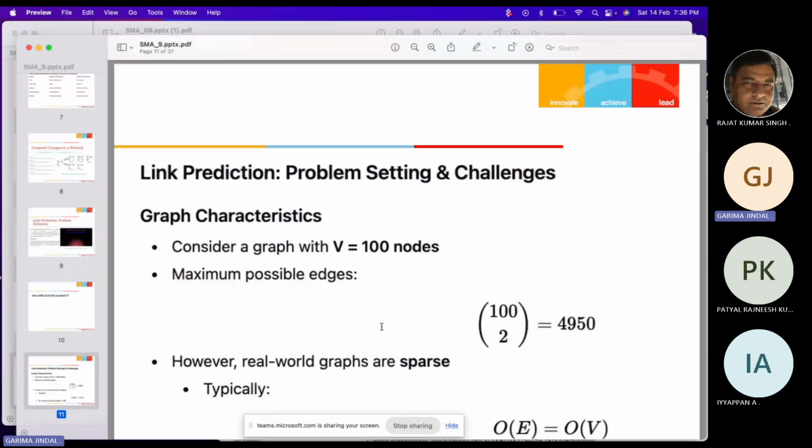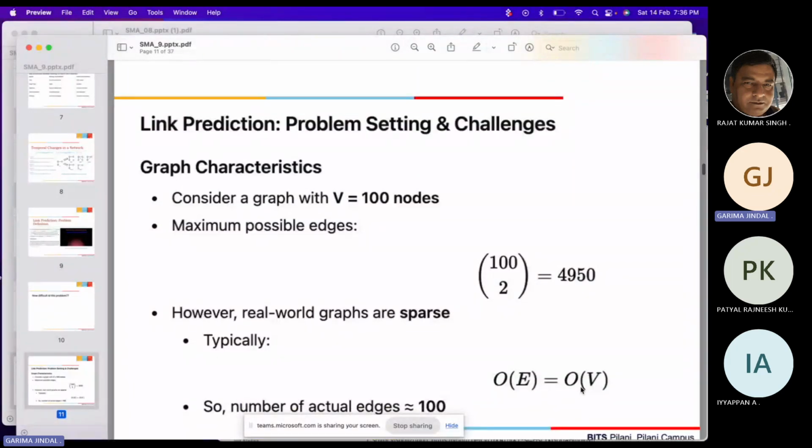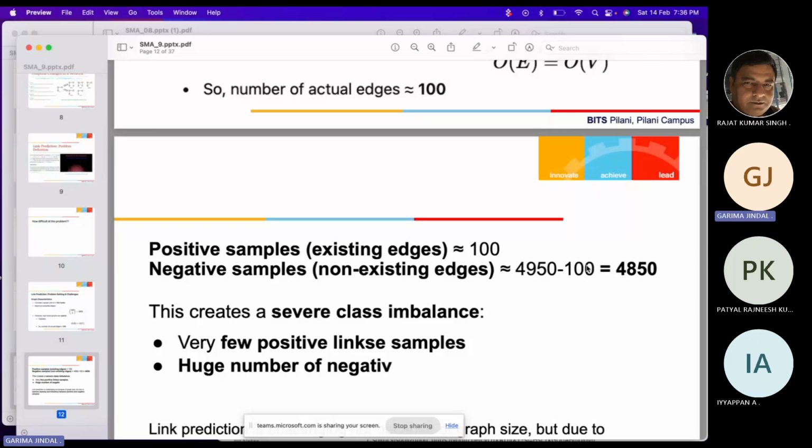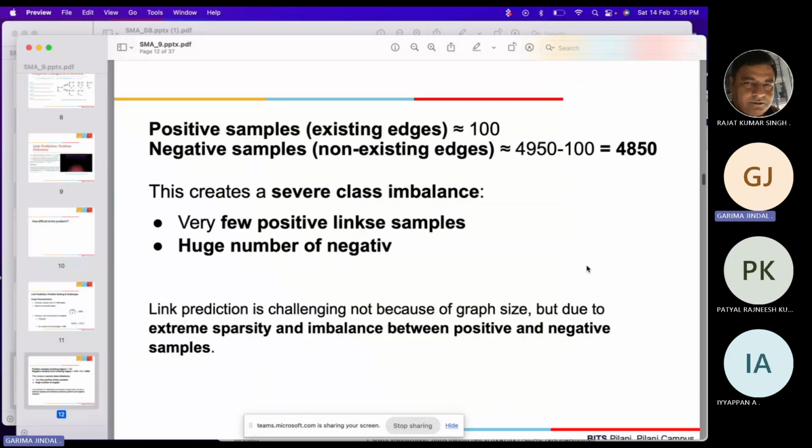So this is the definition of the link prediction problem, and we have seen that it is a challenging problem. Why is it challenging? Because there are a huge number of edges. For 100 nodes, there are a total of 4950 possible edges. Amongst these, there will be only on the order of V edges in actual graphs, so approximately 100 edges will be present in social networks. So we have this many false cases. Because we have a lot of negative samples, this problem becomes very challenging, and this is an example of the class imbalance property.